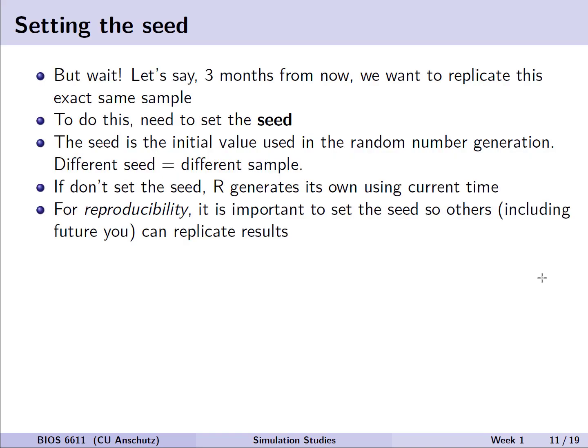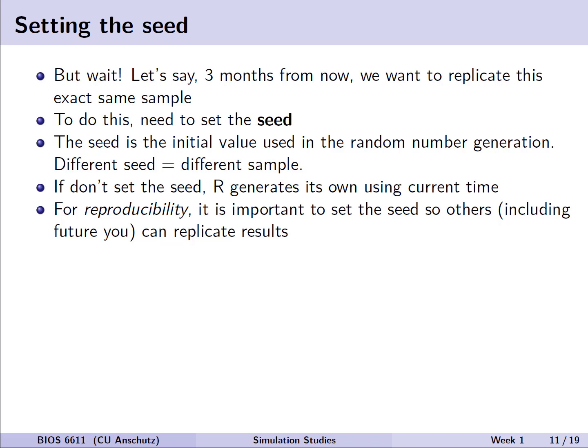So let's stop what we were doing before and say that we walk away from that simulation problem, but 3 months from now we want to replicate that exact same sample we saw on the slide with those 6 observations. What we currently have would not be reproducible because we haven't actually told R any benchmark or starting point to use. Instead, what we need to do is to set the seed.